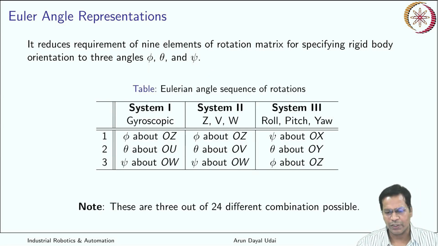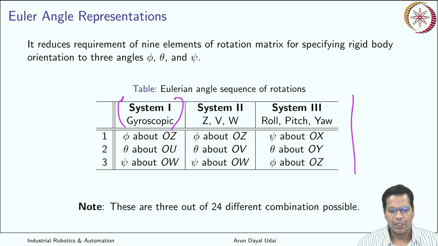There are a few important ones. One of them is a gyroscopic one. A gyroscopic one says rotation about z by phi. This is rotation about the universal frame, that is the global frame, the principal axis. Then you do rotation in the object frame u direction by an angle theta. Then you do the object frame again by an angle psi. So the 3 rotations are phi, theta, psi. The first was in the principal axis, the remaining 2 were in the object frame.